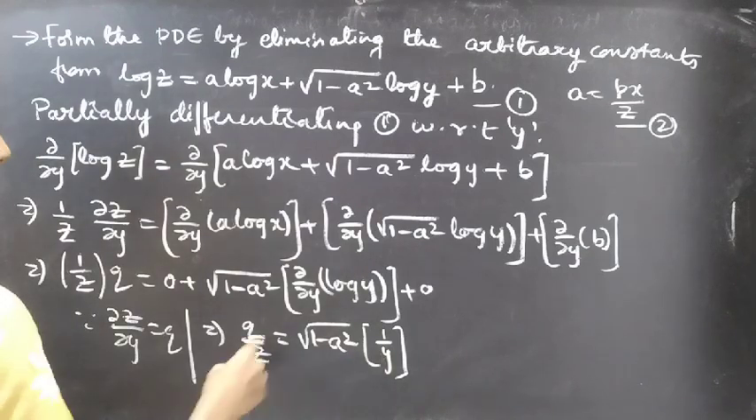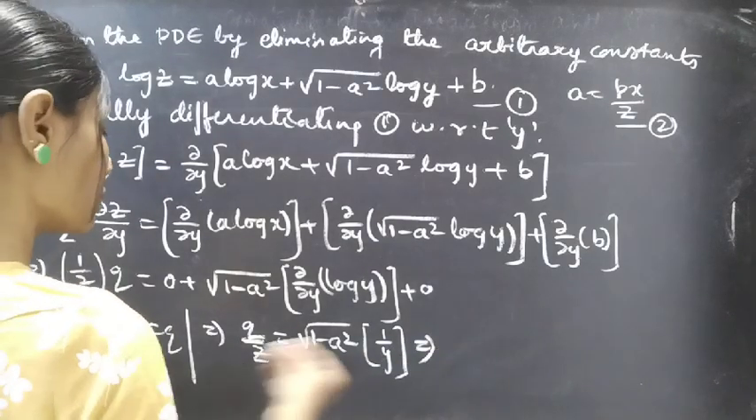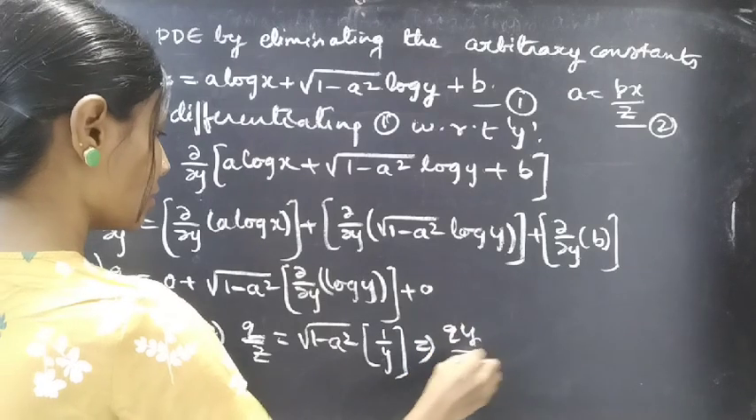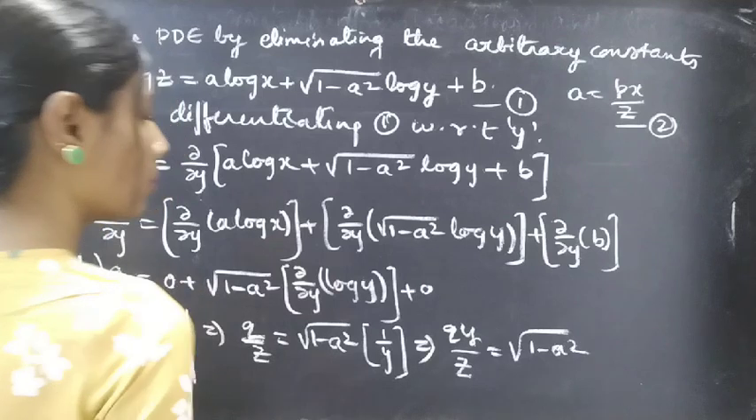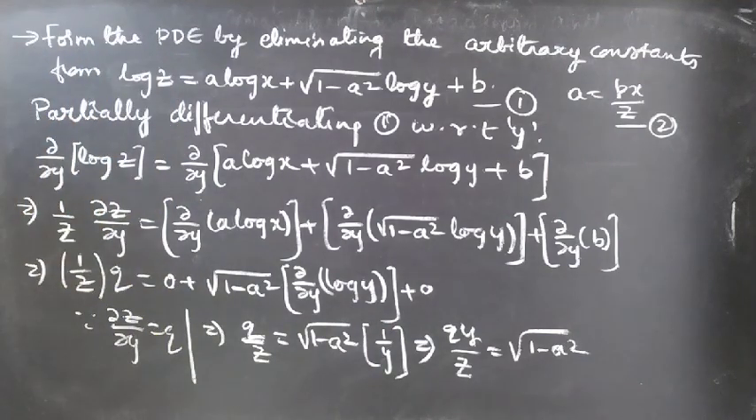Now take this y to LHS, or bring this y to LHS, we'll get qy by z equal to square root of 1 minus a square. Now by squaring on both sides, we need to find a from this, okay, because we can find a.